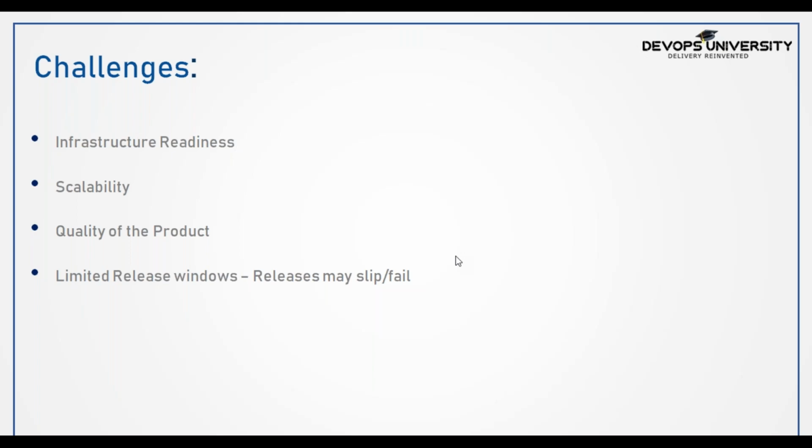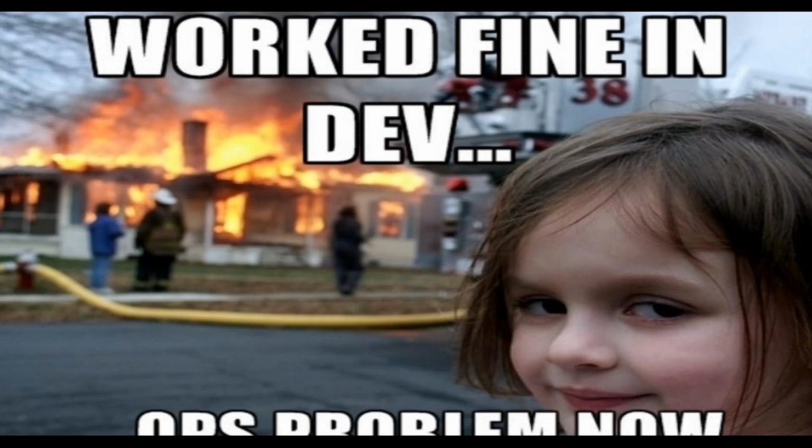There is one more big challenge here, which is this one: works fine in dev, ops problem now. You know what this one is, team? Most of the teams, especially those in production support, always get this problem. They will hear this regularly. It is nothing but, team, when you say that you developed an application, we do not deliver it directly into production, but before that we deliver into your QA environment or a pre-production environment, where we test our application thoroughly.